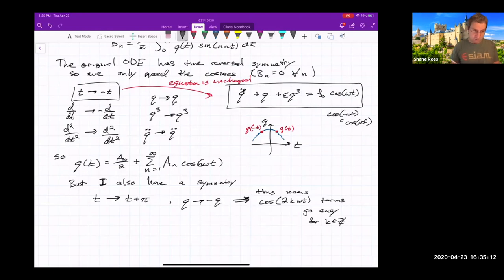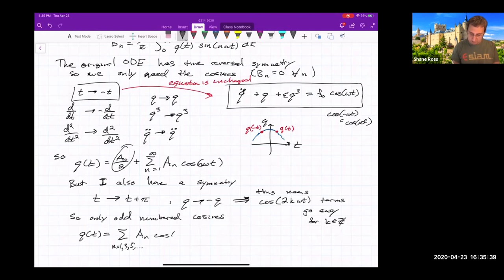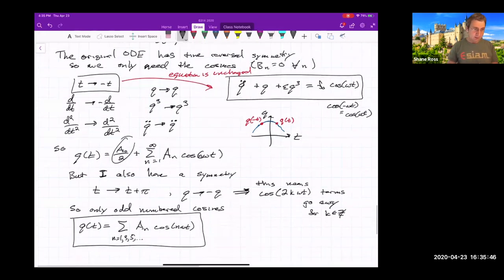So we only have odd frequencies, odd numbered cosines, if you want. So Q(t) is, even that constant goes away. All we're left with is n equals 1, 3, 5, all the odd numbers, an cosine n omega t. So that's kind of nice.